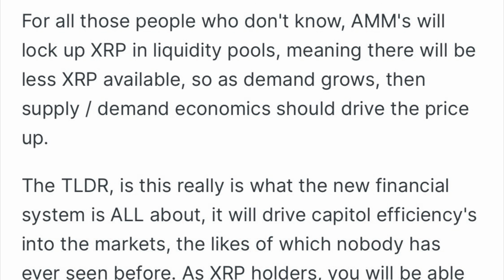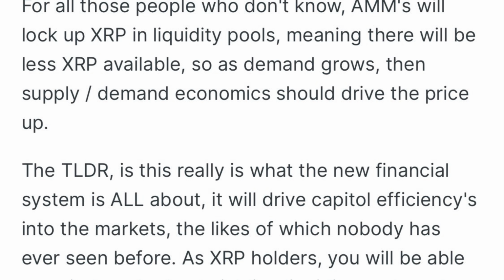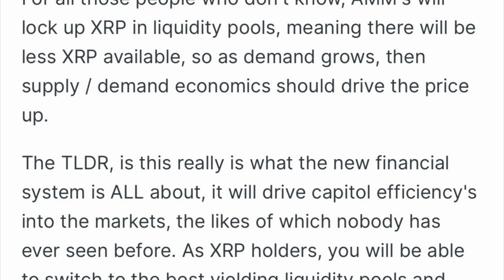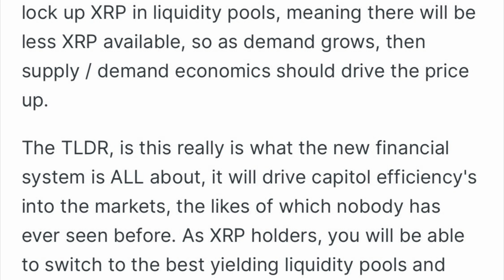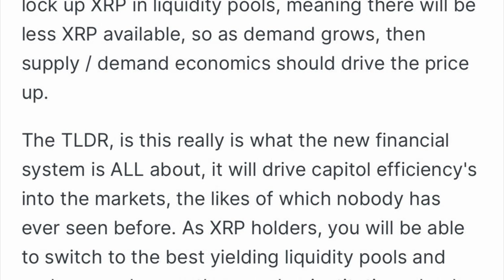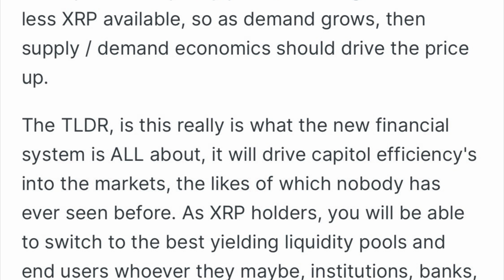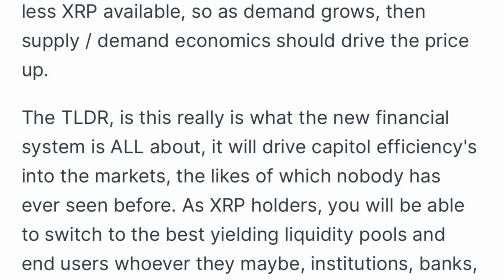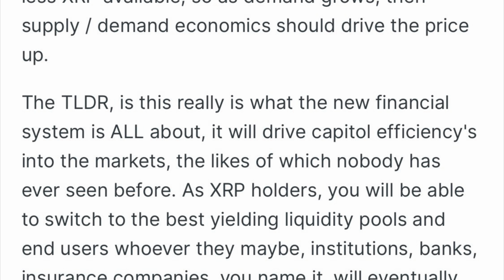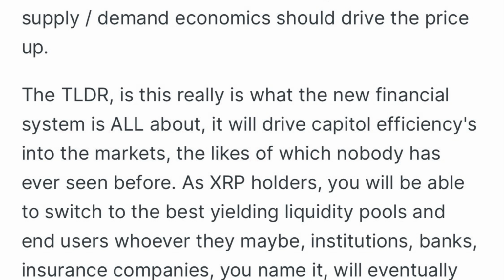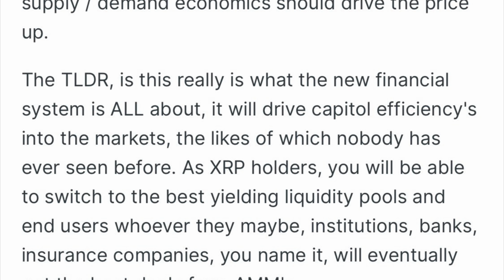This takes it off of the market, where they're selling, like exchanges, and has it locked up in these liquidity pools. So it's not available. Those are parked somewhere with a job to do. The TLDR is, this really is what the new financial system's all about. It will drive capital efficiencies into the markets, the likes of which nobody's ever seen before.